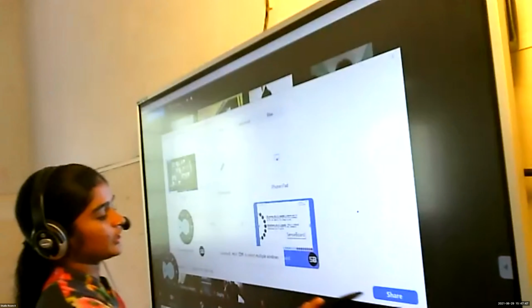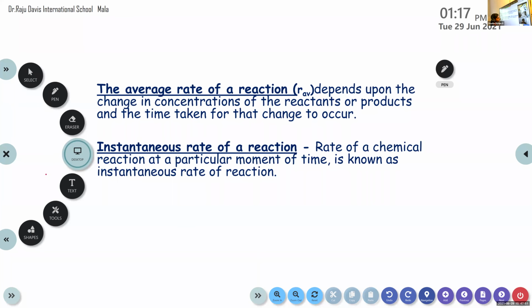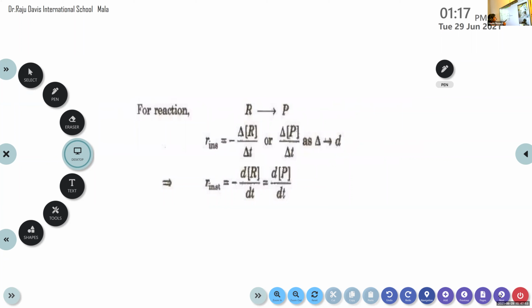Nothing. Okay. So we can learn the equation to find out this instantaneous rate of a chemical reaction. I think this one is not clear. This is clear for you? Yes, ma'am. Okay.